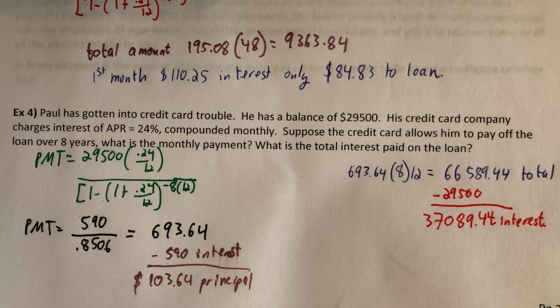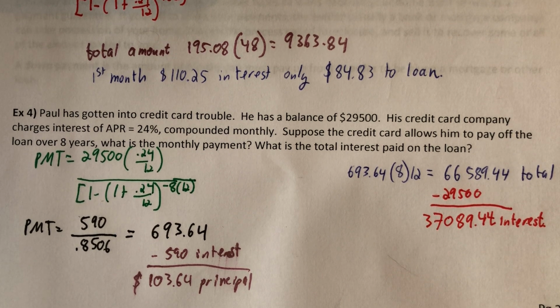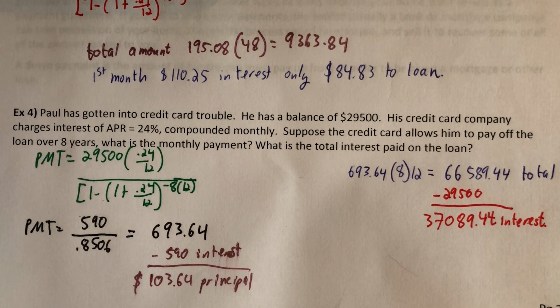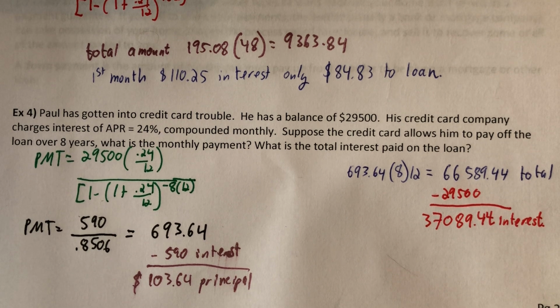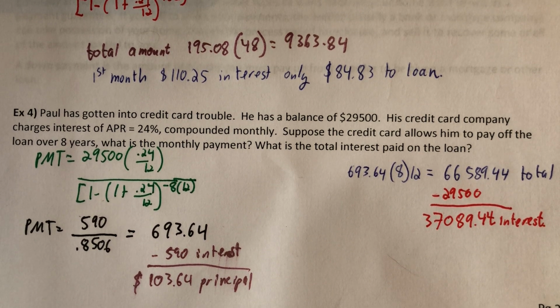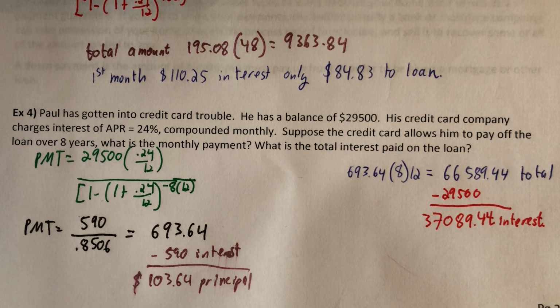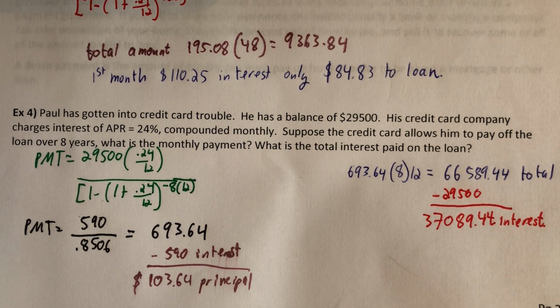So we divide that by our 0.8506, which is in the denominator, and he's going to make monthly payments of $693.64 for 8 years. Every month. All right, so just kind of put this in perspective. We said $590 was the interest. Well, if we take our $693.64, which was his monthly payment, and subtract the interest, he may have paid $693 to the account, but only $103.64 went to principal. The rest of it went to interest, kind of wasted money, if you will.